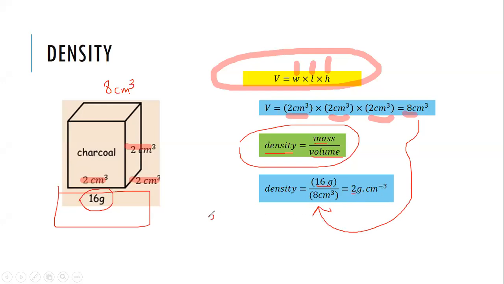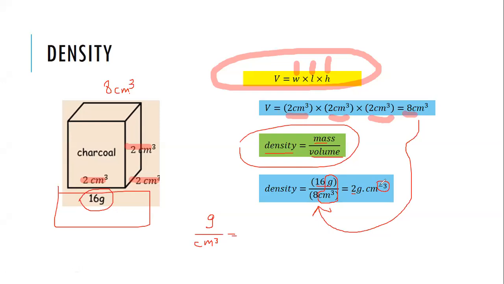Actually, as you can see the unit here, grams per centimeter cube, grams per centimeter cube. Somebody asked, why do we write -3? Maybe you don't know this. That's how we write the units in the FET phase.